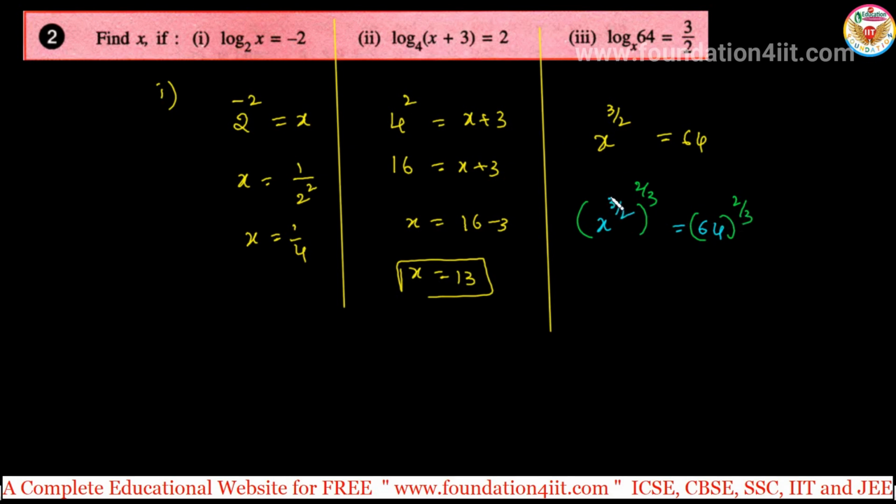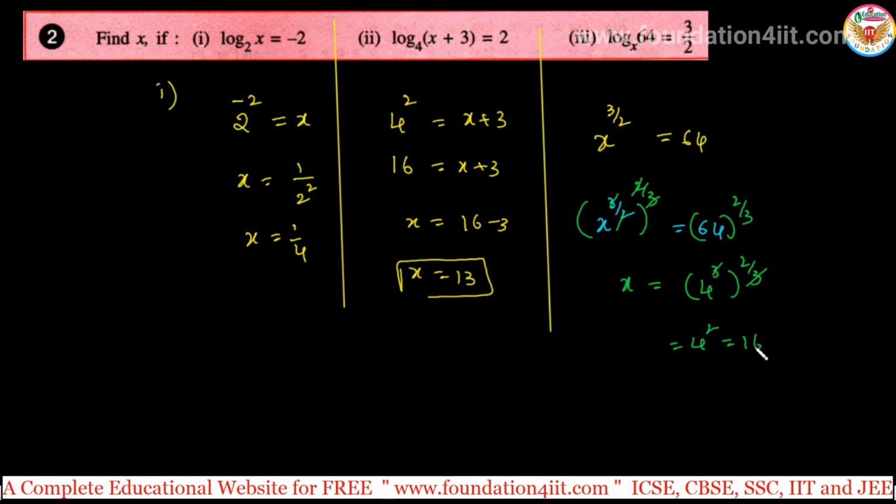Take the reciprocal, because 3 by 2 into 2 by 3: the 3s cancel, the 2s cancel, and only x remains. So x is 64 to the power 2 by 3. 64 you can write as 4 cube, whole to the power 2 by 3. The 3s cancel, giving 4 square, that is 16. Right? So the value of x is equal to 16.